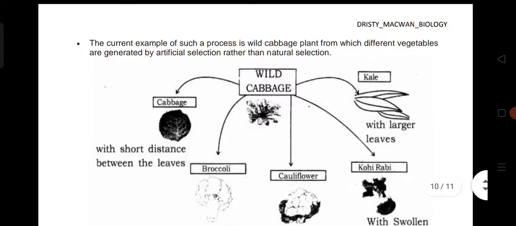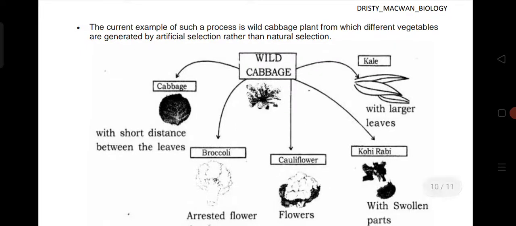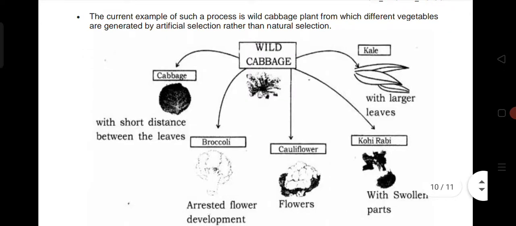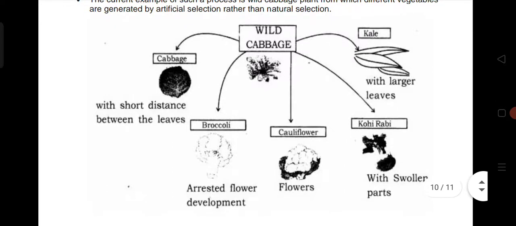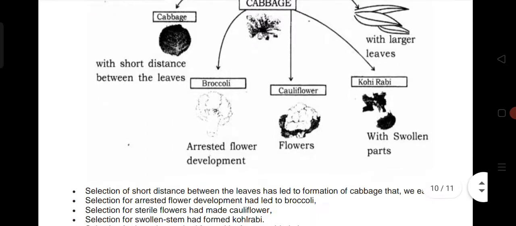Next, the current example of such a process is the wild cabbage plant, from which different vegetables are generated by artificial selection rather than natural selection. Nowadays, with the help of the cabbage plant, different types of vegetables are being produced, and it is being carried out by a process known as artificial selection and not natural selection, right?